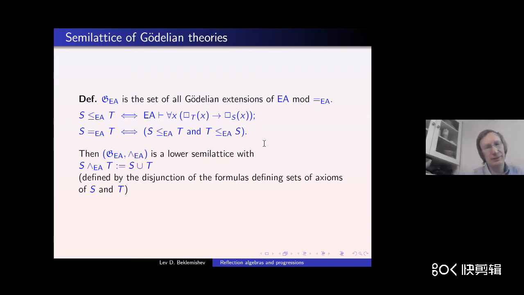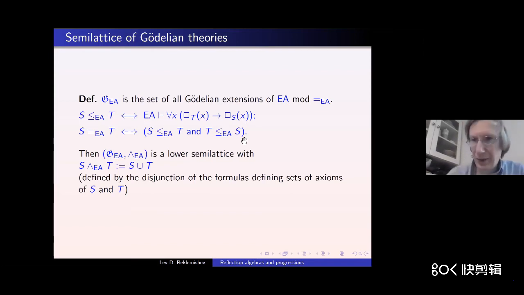We can say that theory S is smaller than T if the following condition holds: S is stronger than T, provably in elementary arithmetic. Whatever is provable in T is provable in S. For every formula X, if X is provable in T, then it is provable in S. And this very fact is verifiable in our minimal system, EA.